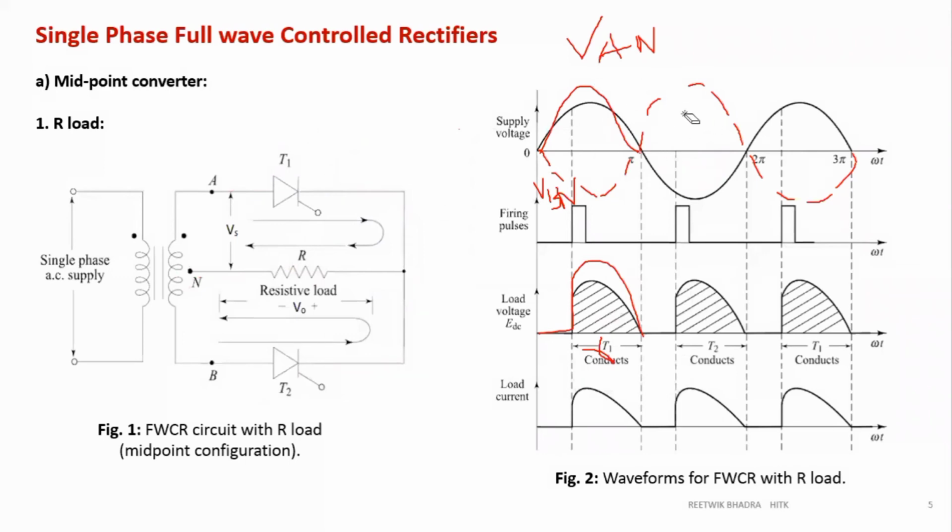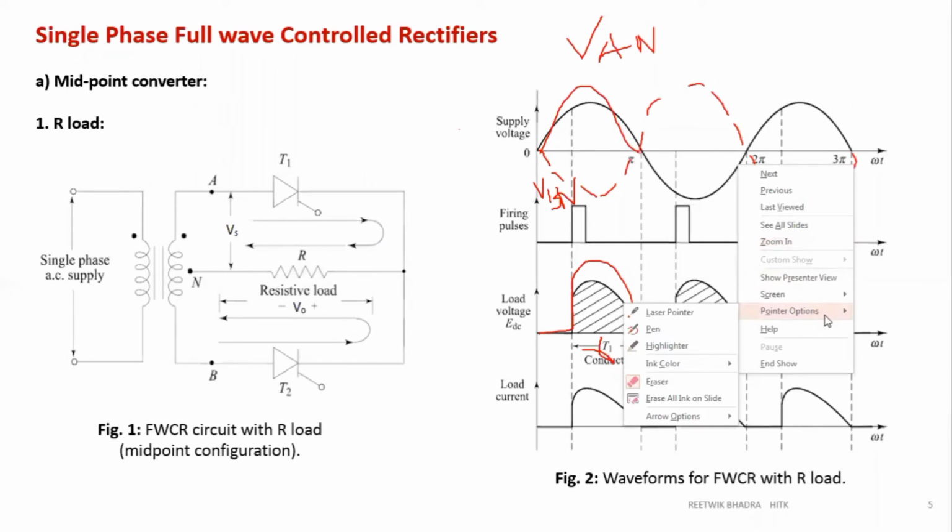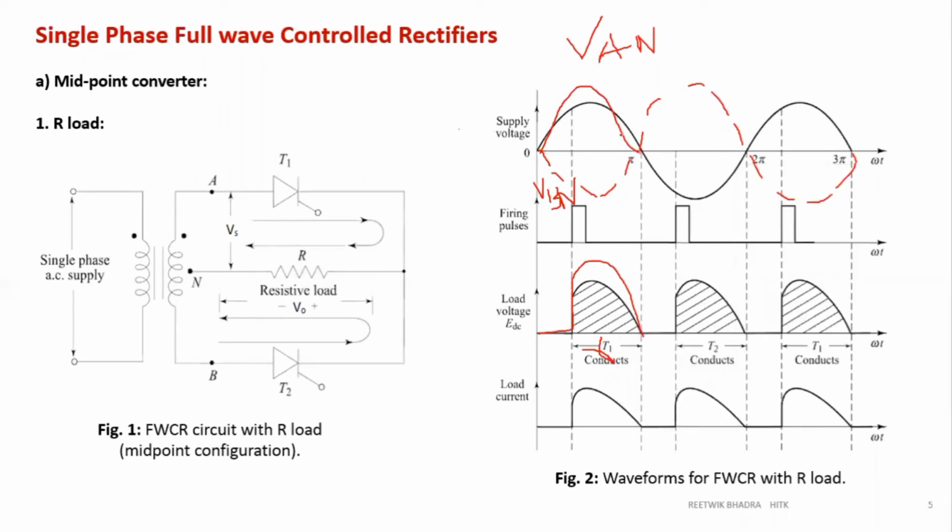Next half cycle, if you look at this figure, this part pi to 2 pi. So what we'll do is that my B becomes positive with respect to A, plus, minus. So which is off? T1. Which is on? This one. So I can give a gate pulse to T2 and it will turn on. Even though I give a gate pulse to T1, it will not turn on because it is reverse biased. So current flows from B point through T2, this N, and goes in this direction.